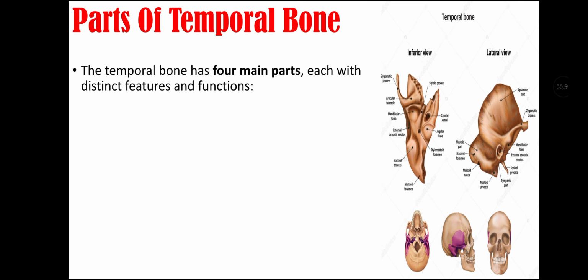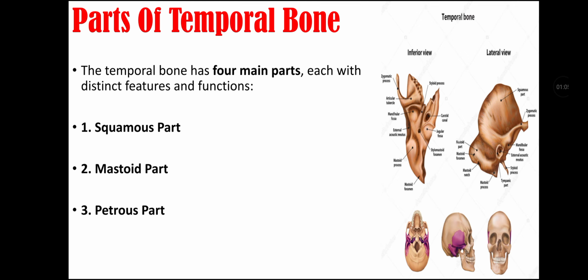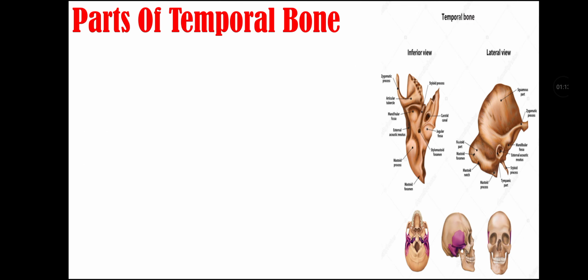Parts of temporal bone. Temporal bone has four main parts, each with distinct features and functions. First is the squamous part, second is the mastoid part, third is the petrous part, and fourth is the tympanic part. Now let's talk about these parts of temporal bone one by one.